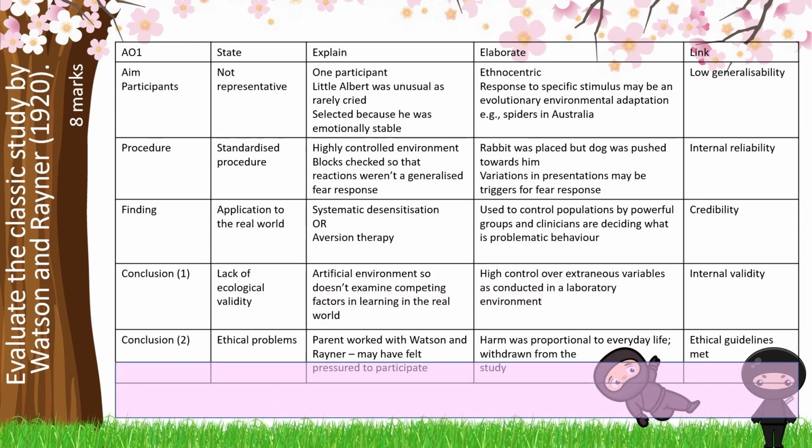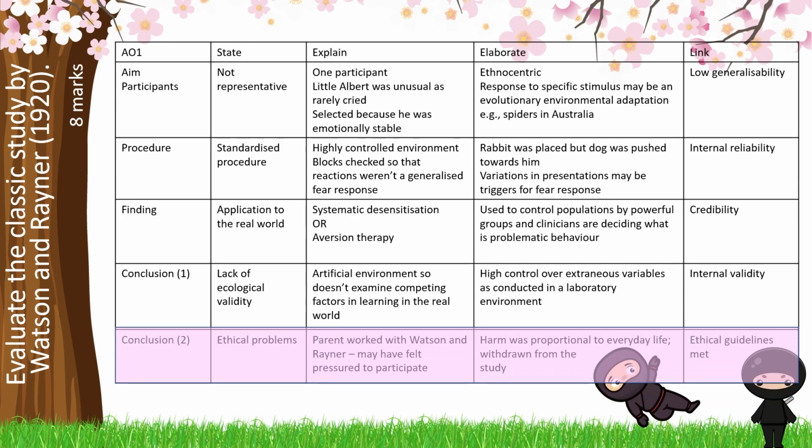You're then going to talk about conclusion 2 with stimulus generalisation and talk about ethical problems. That little Albert's parent worked in the same hospital and may have felt pressurised to participate in the study. However, big thing here, although Albert cried, this was proportional to everyday harm, and therefore protection from harm wasn't a massive issue for this study. Also, some accounts say that Albert was withdrawn from the study early and that Watson and Rayner intended to decondition him as well. Overall, ethical guidelines were met.